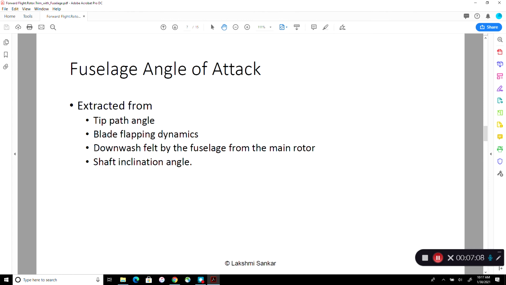Now, the downwash, that means the main rotor pushes air down. So you have an oncoming forward velocity. So forward velocity plus this downwash produces a tilted flow as it approaches when it hits the fuselage. Finally, the shaft mounted on top of the fuselage is inclined at an angle. So all of these things affect the fuselage angle of attack. We're going to show you quantitatively how this happens. So let's go step by step and see what happens.